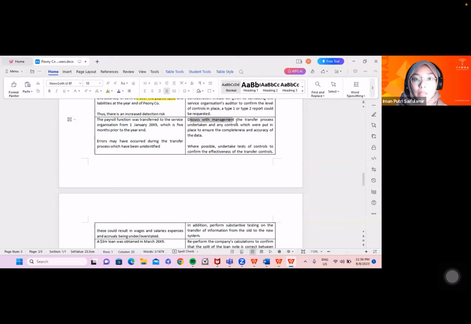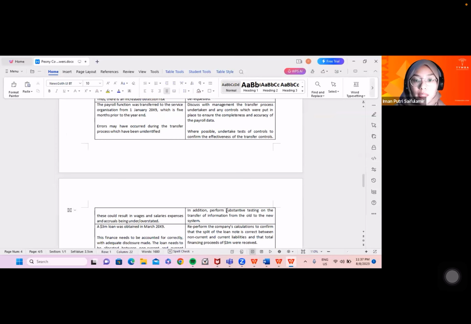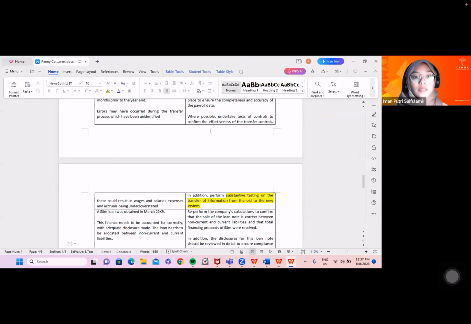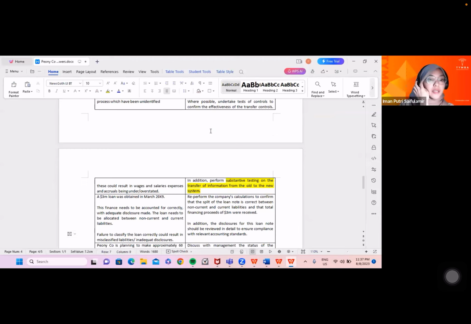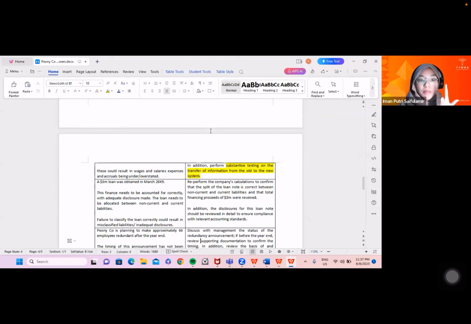So we want to discuss with management the transfer process and any controls which were put in place to ensure the completeness and accuracy of the payroll data. And we will undertake a test of control to confirm the effectiveness of the transfer controls. Lastly, we want to perform substantive testing on the transfer of information from the old to the new system. This one is something you guys should be a pro at already. And we have to make sure that there is adequate disclosure, and that it's a correct split.